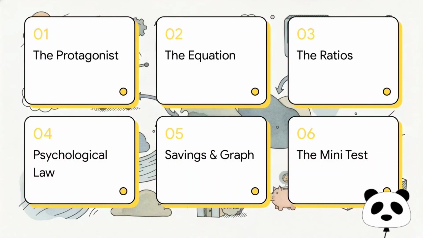Here's our roadmap. We'll start with our protagonist, dive into the equation, look at the ratios, explore Keynes' psychological law, chart out savings and graph intuition, and finally, wrap up with a quick mini-test.